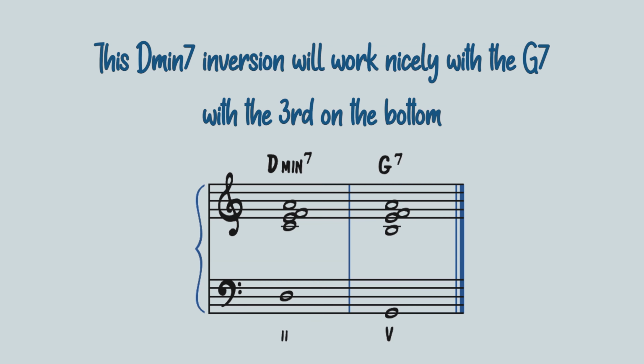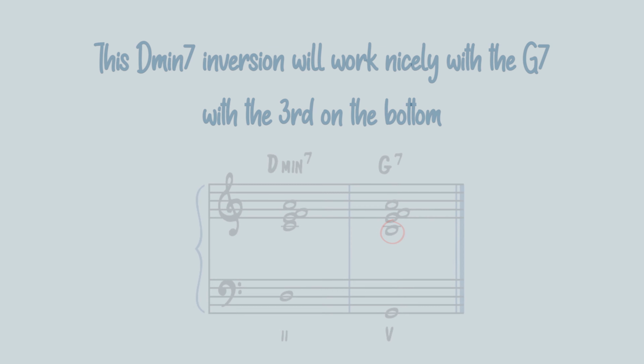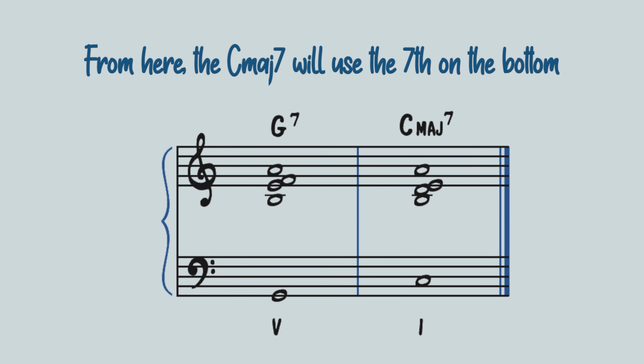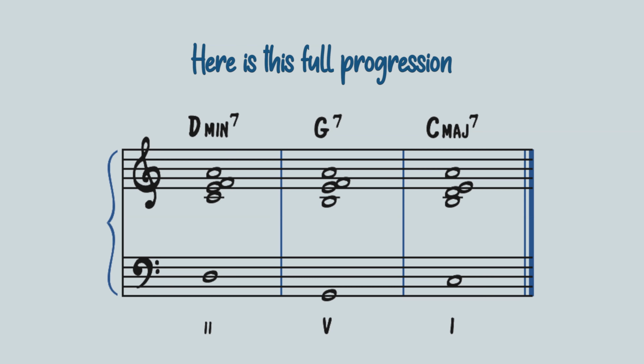This D minor 7 inversion will work nicely with the G7 with the 3rd on the bottom. From here, the C major 7 will use a 7th on the bottom. Here is the full progression.